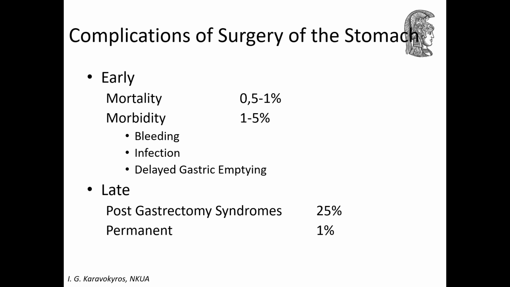Mortality is less than 1%, and morbidity less than 5%. Common postoperative complications are bleeding, infections, mostly pulmonary, and delayed gastric emptying, although the latter is not clearly defined. Treatment of complications is most often conservative, reoperation is rarely indicated. The late complications of gastrectomy, called post-gastrectomy syndromes, are frequent as they affect 1 out of 4 patients. However, they are temporary, as they will be permanent in less than 1%.